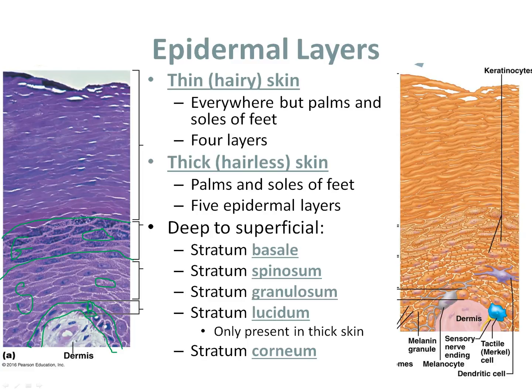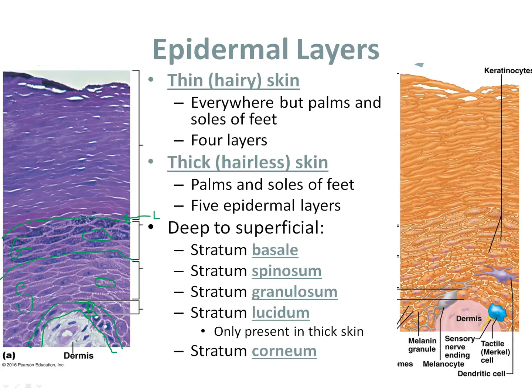The stratum lucidum is not present in either of these diagrams, but it would be right here if this was thick skin. So this is where it would be, the lucidum. And it's a clear layer, so you almost can't see it, and it's because of the fats that are in that layer, and those fats don't stain well, so it looks lucid.